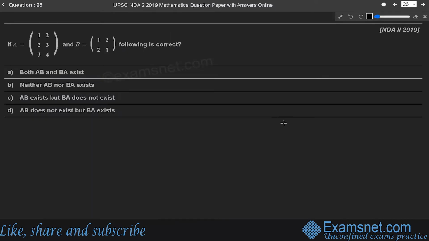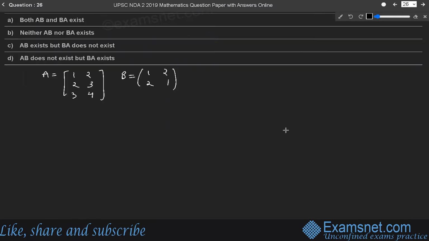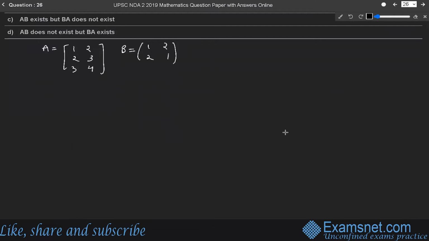Next question is, two matrices are given, where A is equal to [1, 2; 2, 3; 3, 4] and B is equal to [1, 2; 2, 1]. We have to find that if A is the given matrix and B is the given matrix, then which one of the following is correct? Now, both the matrices are given here.